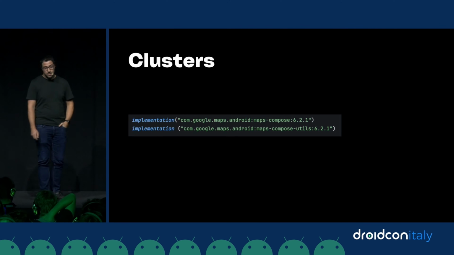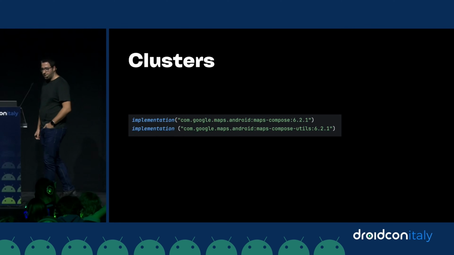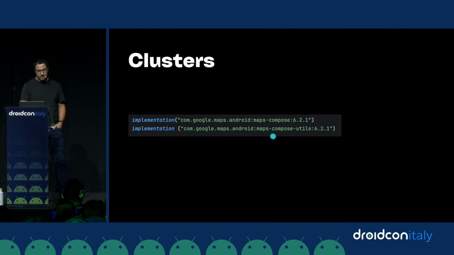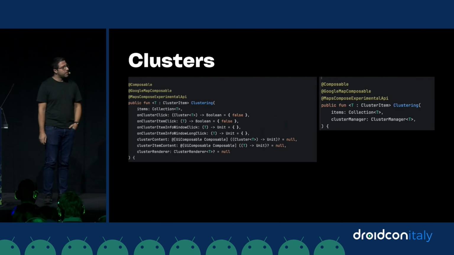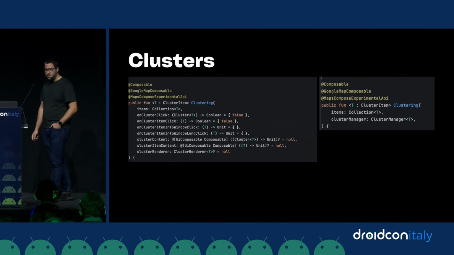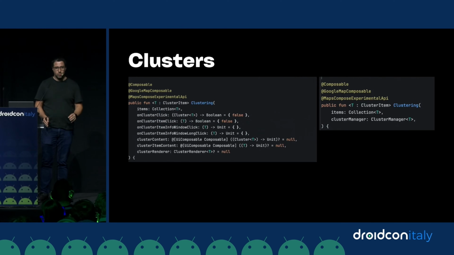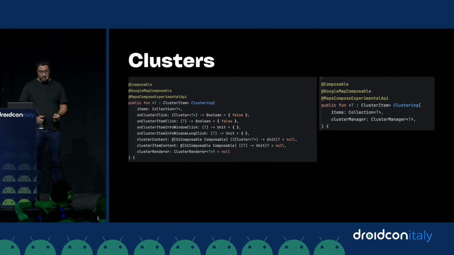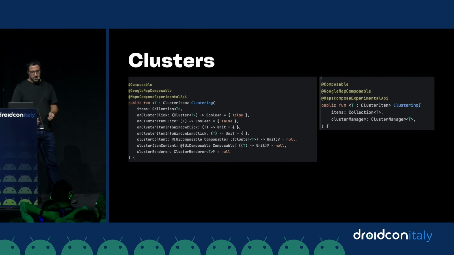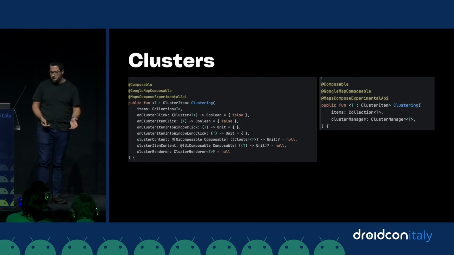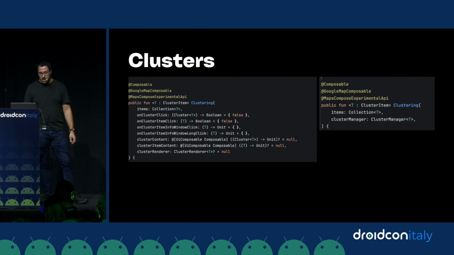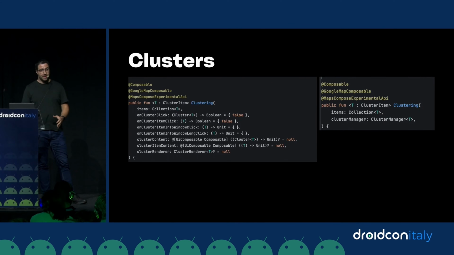And in order to use clusters, we need to implement a different dependency, which is this second dependency, maps compose utils, which basically gives you access to these two composables. And these two clustering composables allow you to do everything that you need to do with clustering. The one on the left takes a lot more parameters. As you can see, you can configure, for instance, the cluster content, the cluster item content. You can configure the clicks of your clusters or the clicks of your items. And the one on the right basically just takes two parameters, which is the collection and the cluster manager.